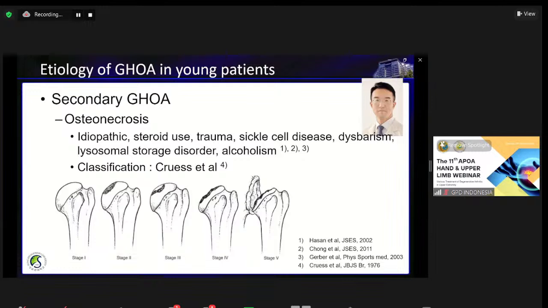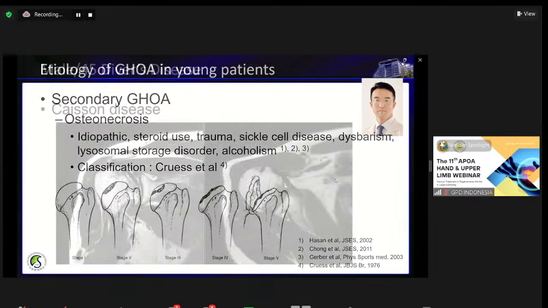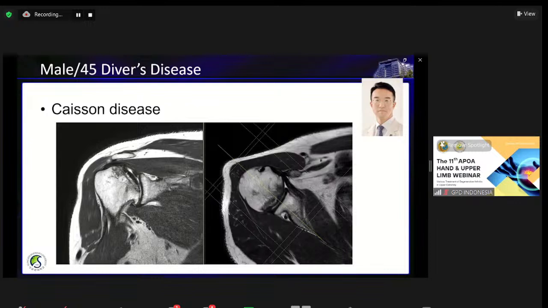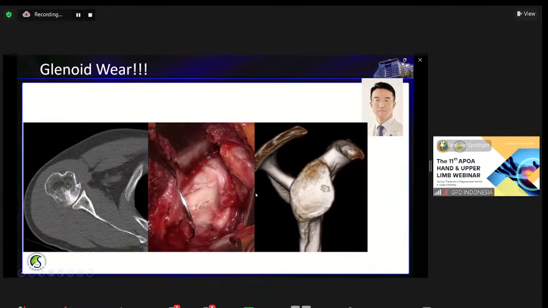Another cause of secondary glenohumeral arthritis would be osteonecrosis. There are many reasons for this. One of them would be alcoholism and diving disease. This is one of the diving diseases, called Caisson's disease, in a 45-year-old who has been diving for more than 25 years. You can see the AVN. The AVN does not cause glenoid arthritis initially, but eventually, if it develops long enough, it will become glenoid wear.